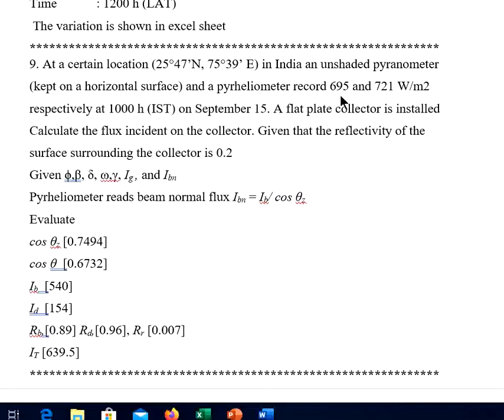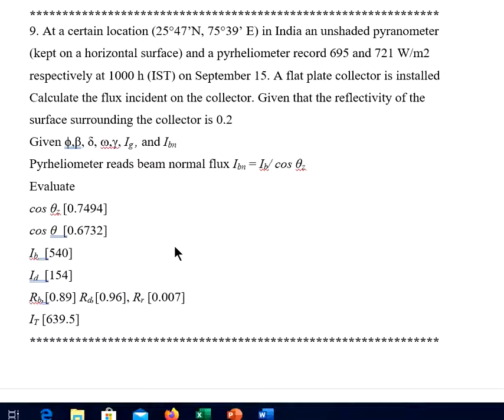Ig is given as 695 and then IBN is given. 721 watt per meter square is the reading by the pyroheliometer. When you set a pyroheliometer to read the beam radiation, it reads the beam normal flux, which is IBN equal to IB by cos theta z. So this is given, and from this we can find out IB. First we have to evaluate cos theta z from the given data.